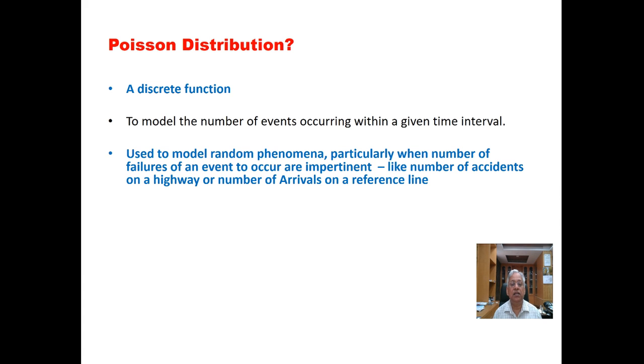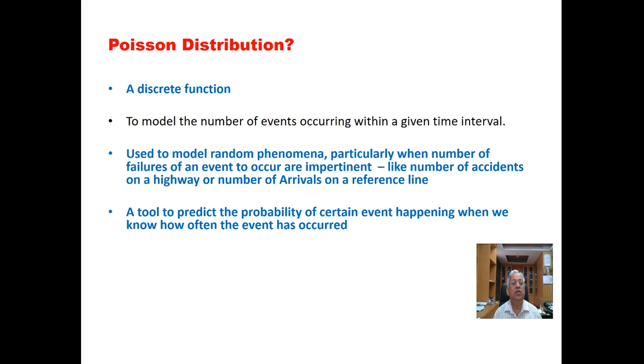So when these failures are not important, then this model can be used to predict the probability of a certain event happening when we know how often the event has occurred. It means if you know the average rate of occurrence, then you can find the probability of a certain event to happen. And it is also used to make a forecast of a random event, either accidents on a spot or the availability of parking lots in an area or something like that.